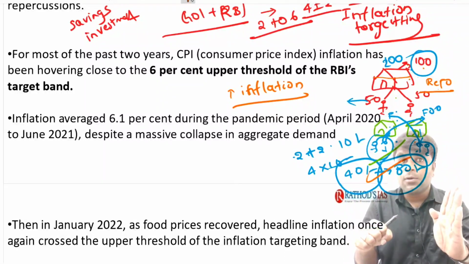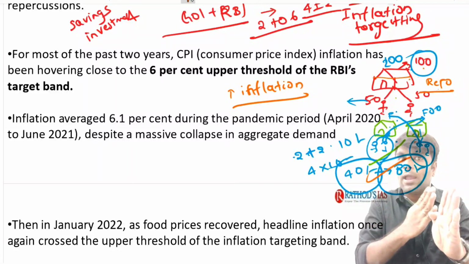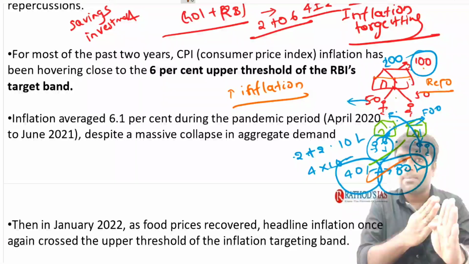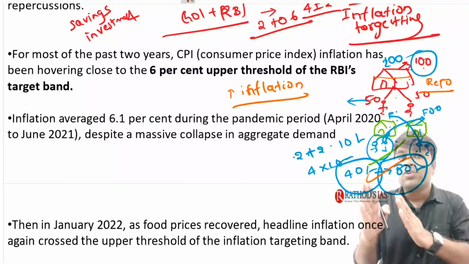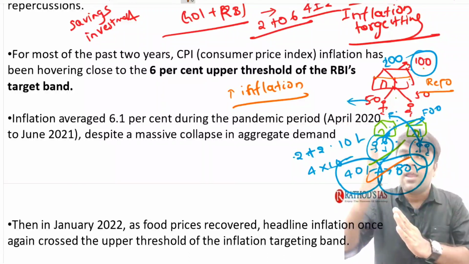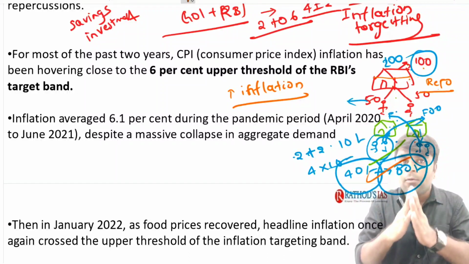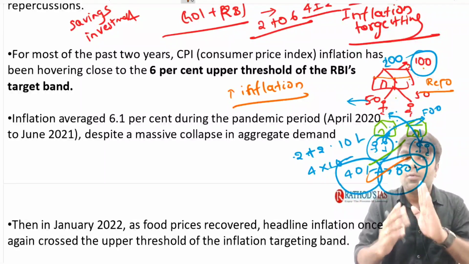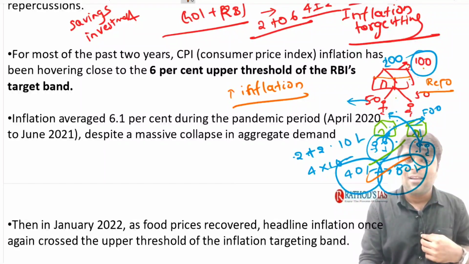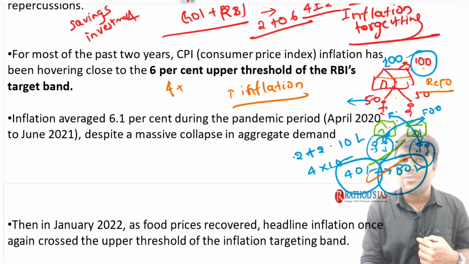We need to achieve growth on one hand, for which we need a money supply in the economy. On the other hand, we should not increase the money supply to a level that leads to inflation. Then what is the optimal level? That is nothing but 4 plus or minus 2.